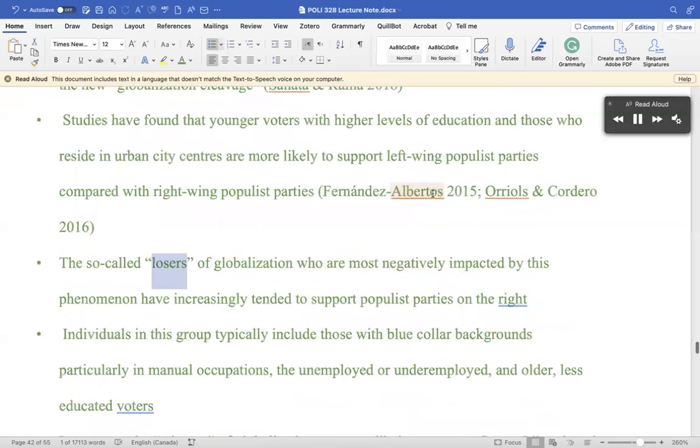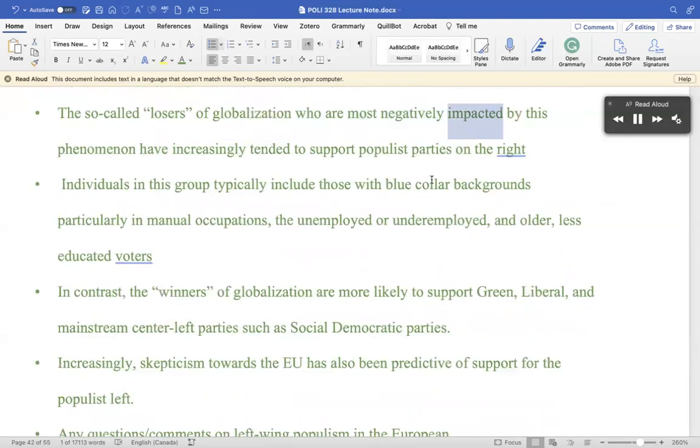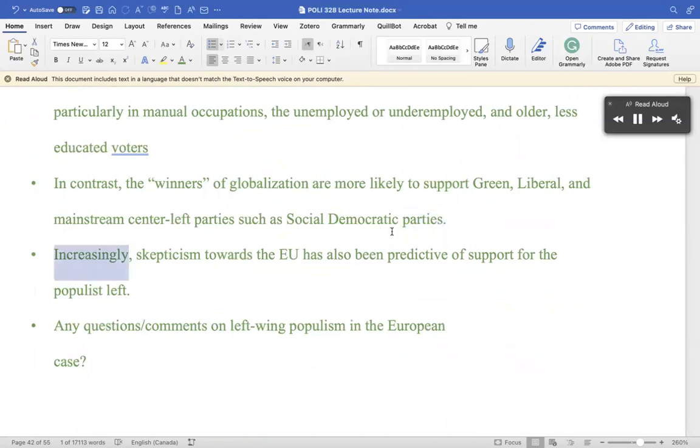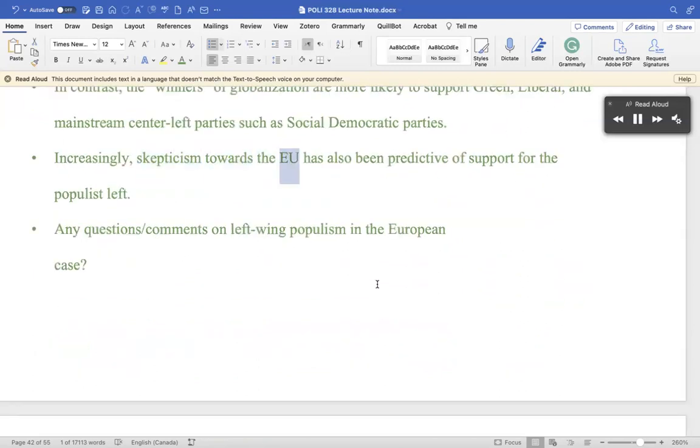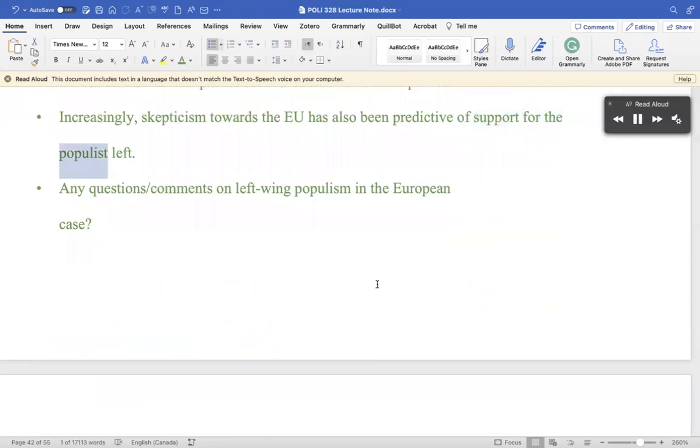The so-called losers of globalization who are most negatively impacted by this phenomenon have increasingly tended to support populist parties on the right. Individuals in this group typically include those with blue-collar backgrounds, particularly in manual occupations, the unemployed or underemployed, and older, less educated voters. In contrast, the winners of globalization are more likely to support green, liberal, and mainstream center-left parties such as social democratic parties. Increasingly, skepticism towards the EU has also been predictive of support for the populist left.